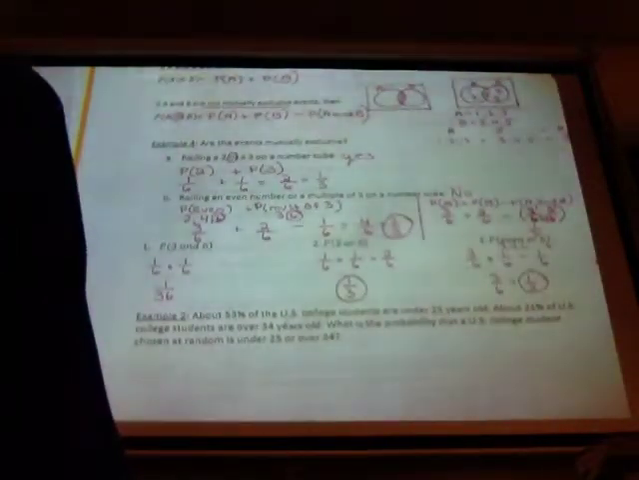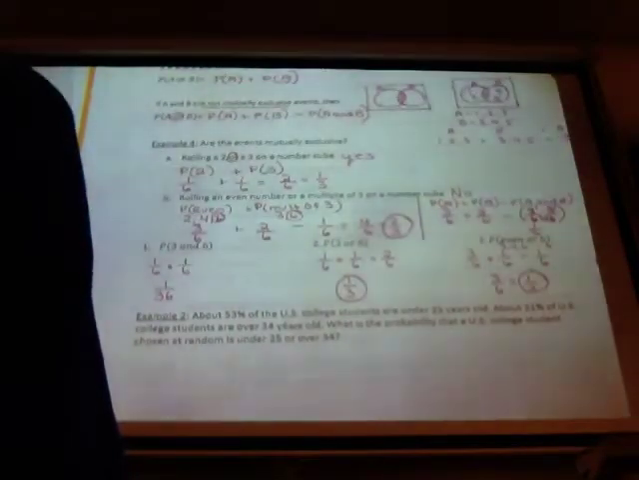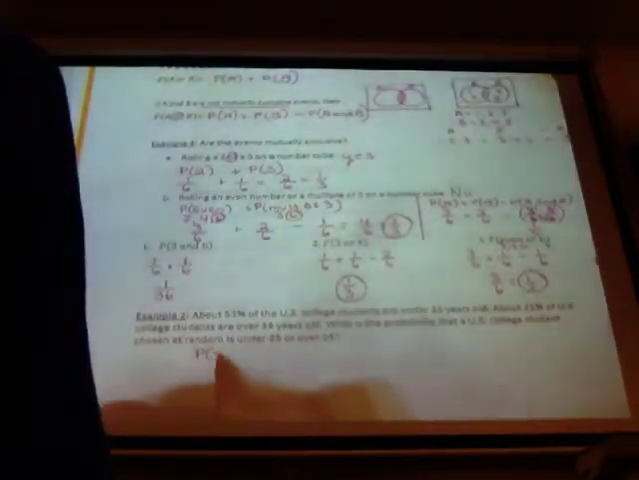Okay, now let's look at this. About 53% of the U.S. college students are under the age of 25 years old. About 21% of the college students are over 34 years old. What is the probability that a U.S. college student chosen at random is under 25 or over 34? So, I want to say probability of under 25 or over 34.